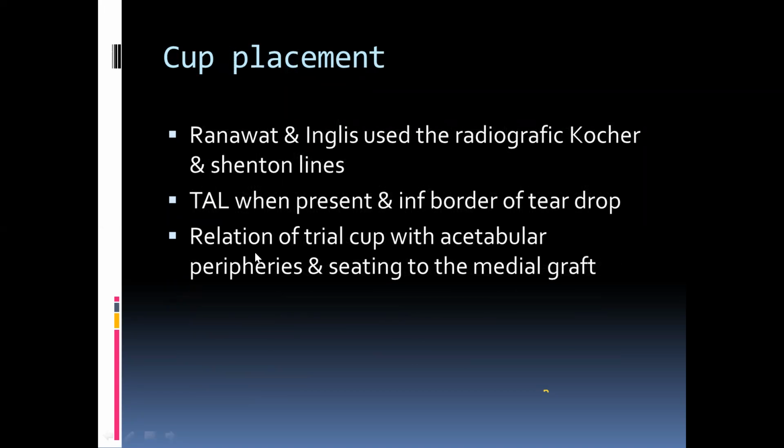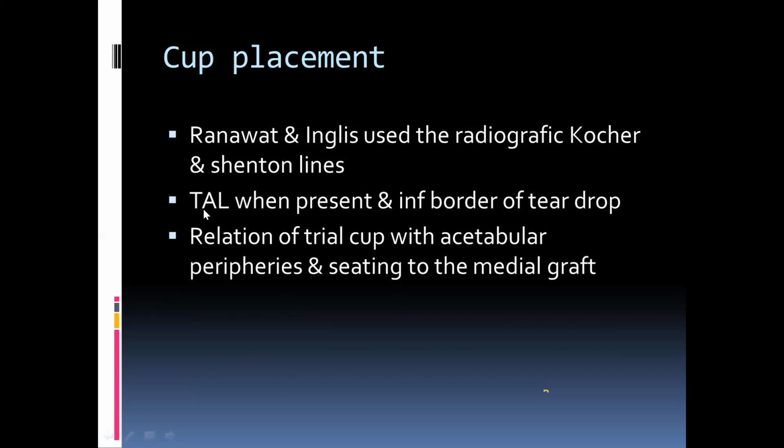Regarding cup placement, take into consideration the direction, abduction, and orientation of the acetabulum during reaming. So you have to consider the abduction and inclination. However, the cup placement depends on many factors. Ranawat suggested that the Kohler line and Shenton line, as well as the inferior border of the teardrop, are the best landmarks, especially when you have a C-arm in the operation.